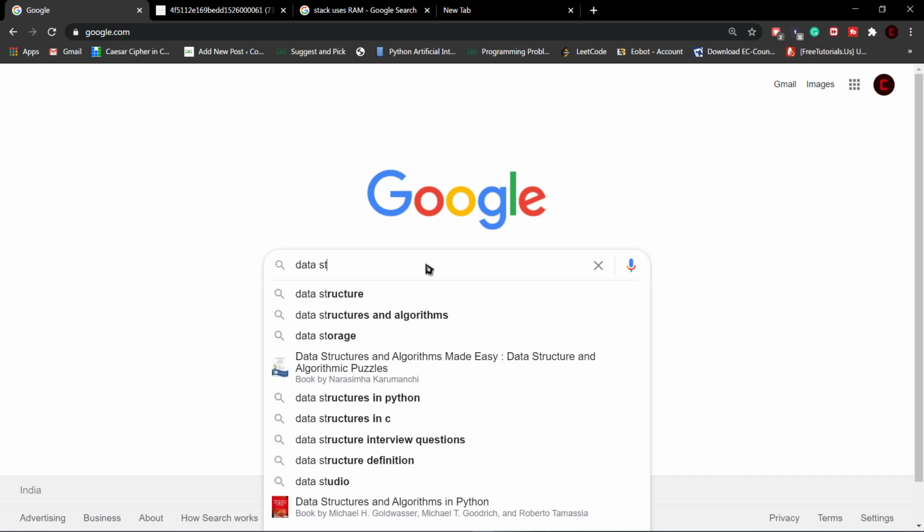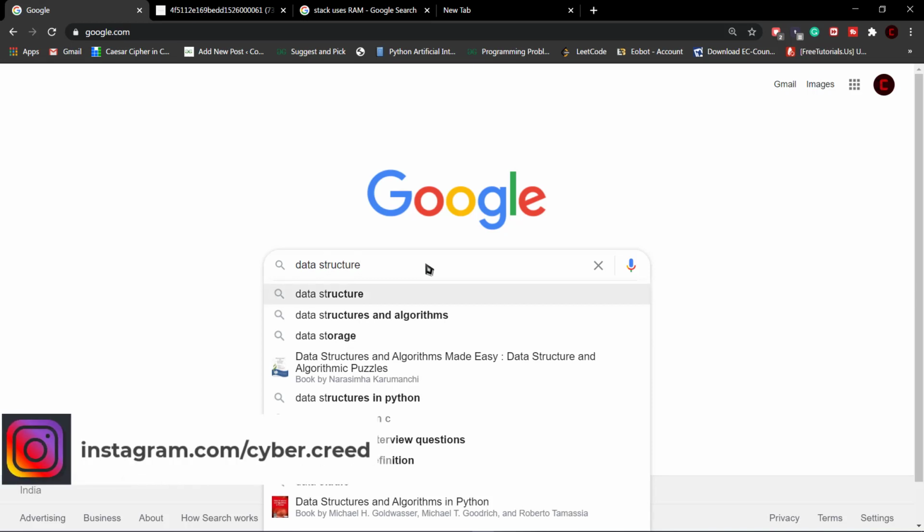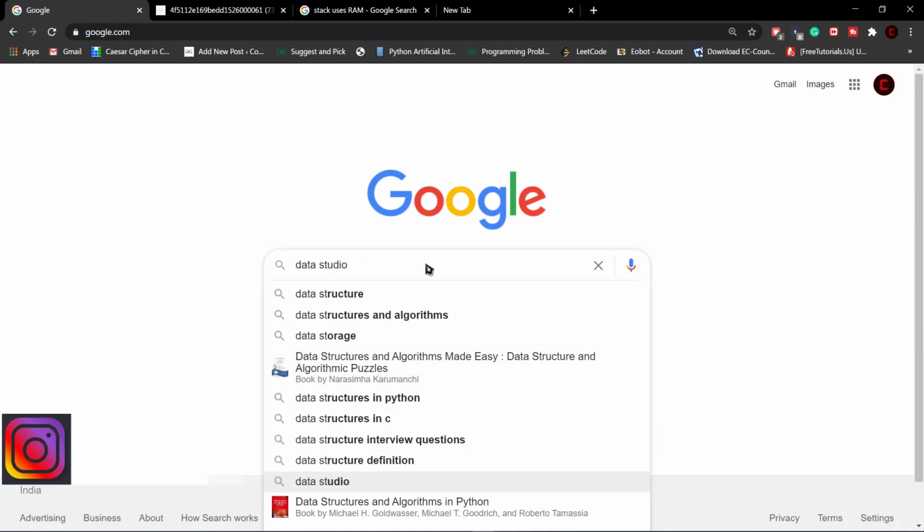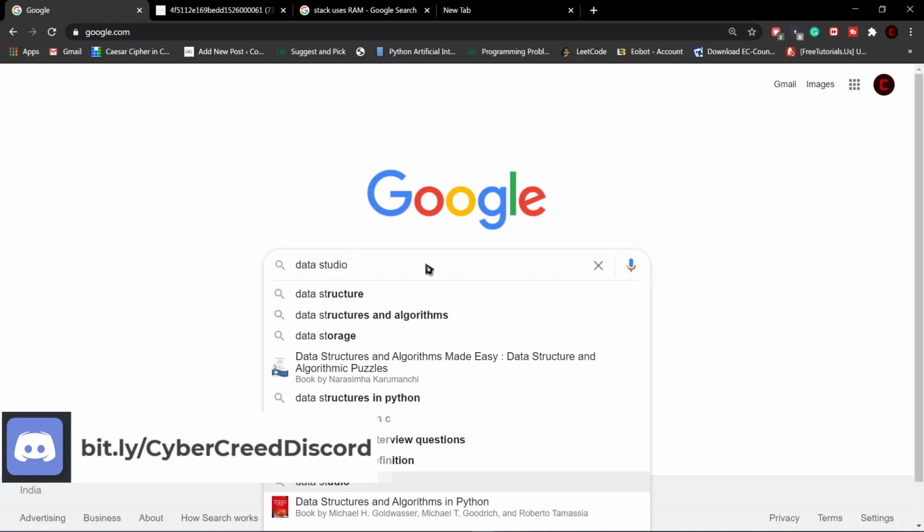Let me show you. Like here on Google, if I just type "data st", it automatically gives us suggestions. How these suggestions come up is all because of data structures. Well, this is basically using a trie data structure, which we are also going to see in our future videos, but this is using a data structure. That is what I wanted to show you.